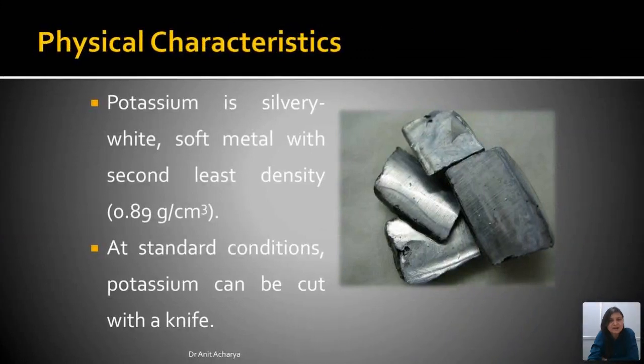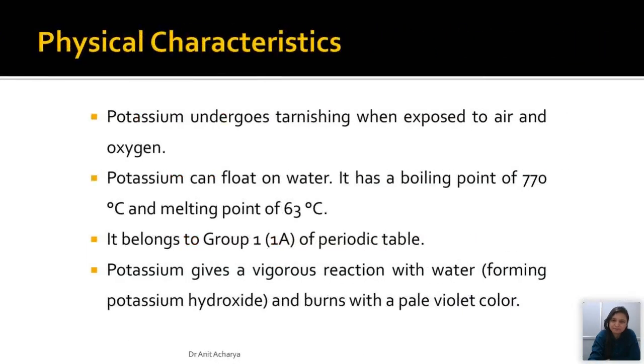Now, the physical characteristic: it's a silvery white, soft metal with the second least density. Obviously, being soft, it can be cut with a knife. And when exposed to air, it undergoes tarnishing. It's highly reactive and reducible. Now, it belongs to group 1 of the periodic table.